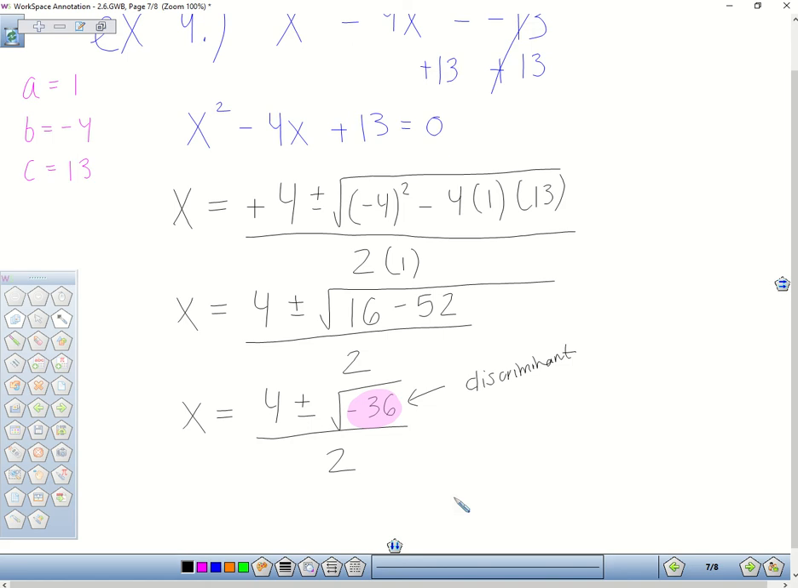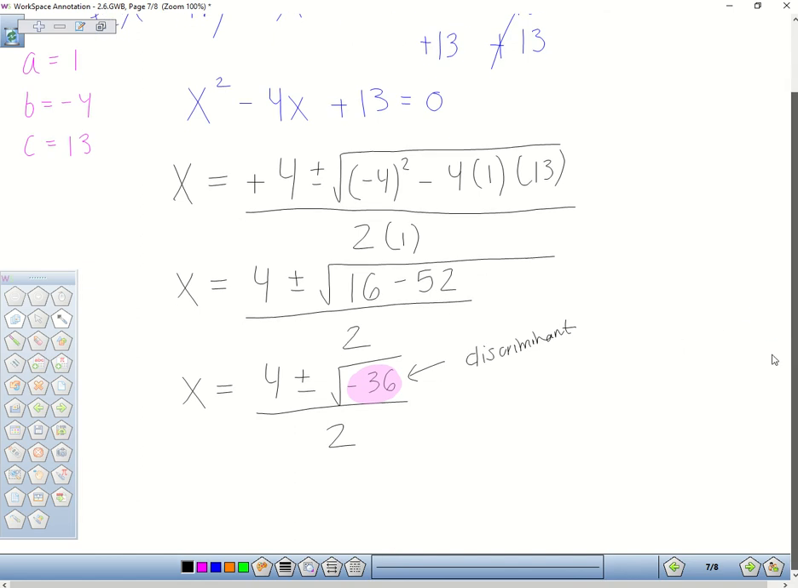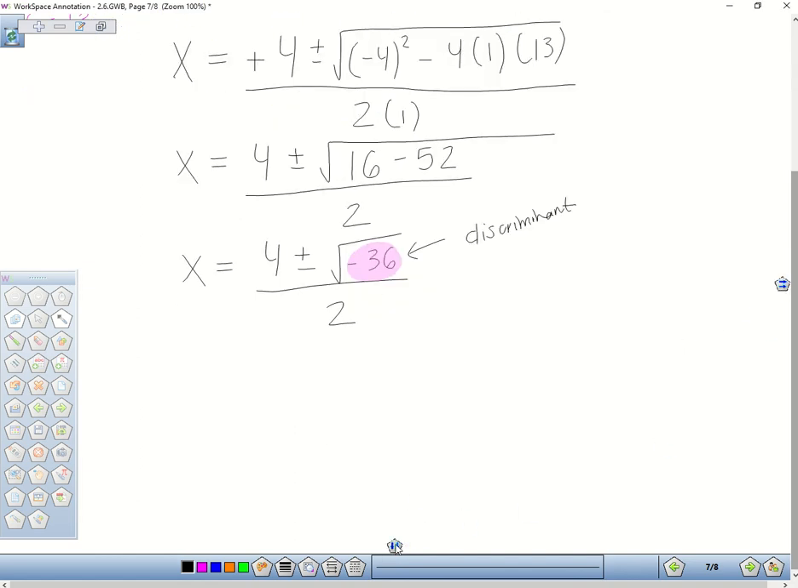Why is it no real solution? Because if you look at the chart on the front, it's if your discriminant comes out to be less than 0, and negative 36 is less than 0. So this means we have no real solutions. We have 2 complex imaginary solutions. So we have to keep going with our solving, of course.